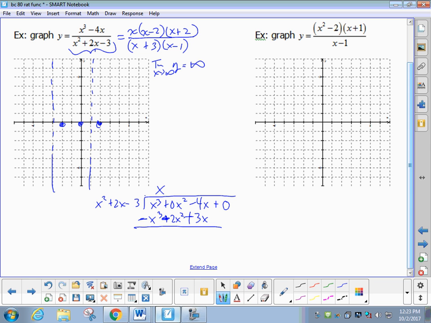And subtract. x cubed minus x cubed is gone. That should always happen. We should gradually be working left. 0x squared minus 2x squared is negative 2x squared. Minus x, we can bring down the 0 next. And again, you start that process. How many times does x squared go into negative 2x squared?